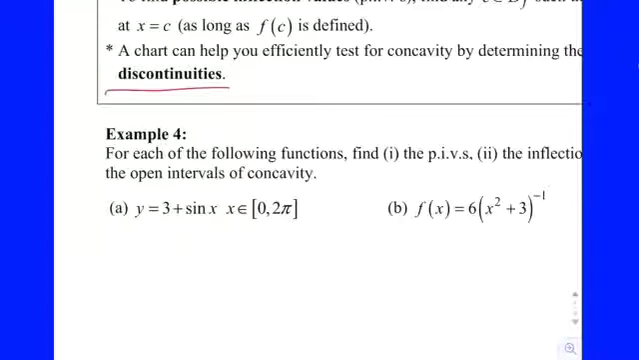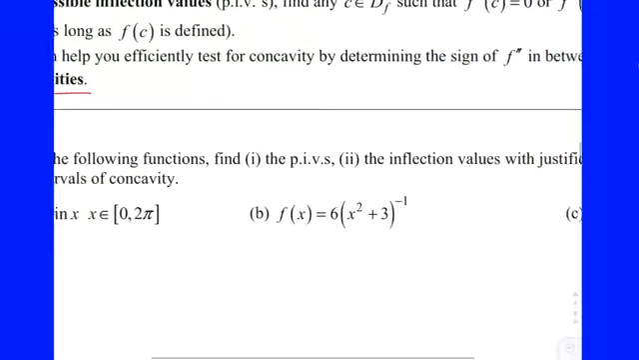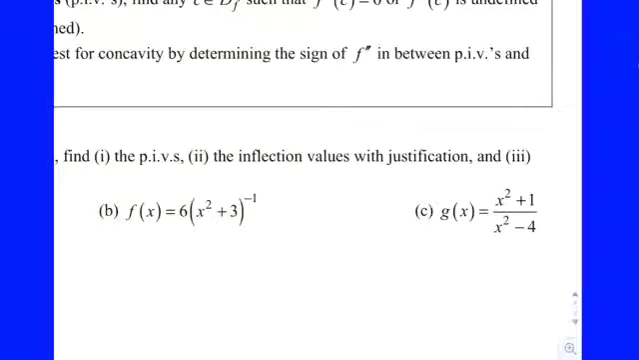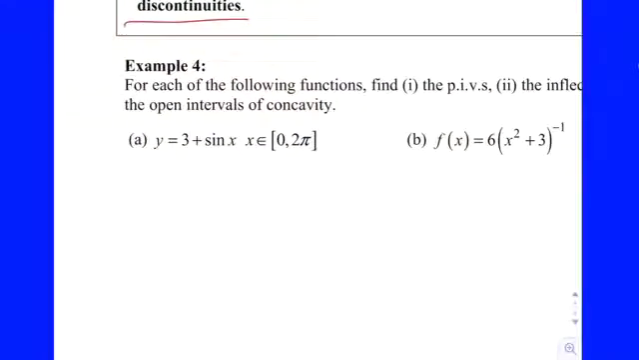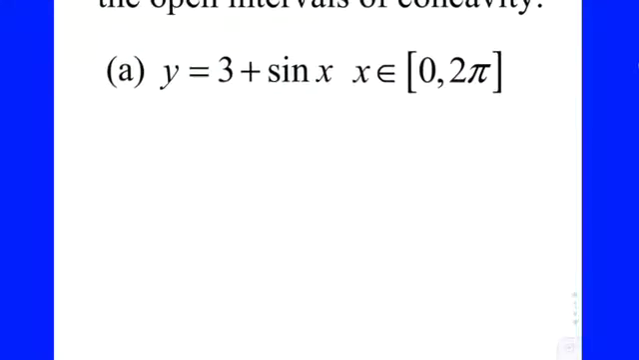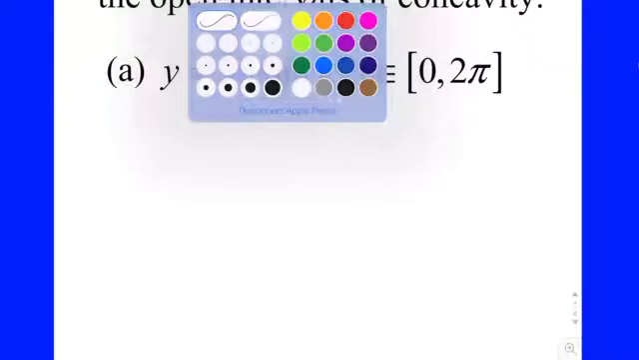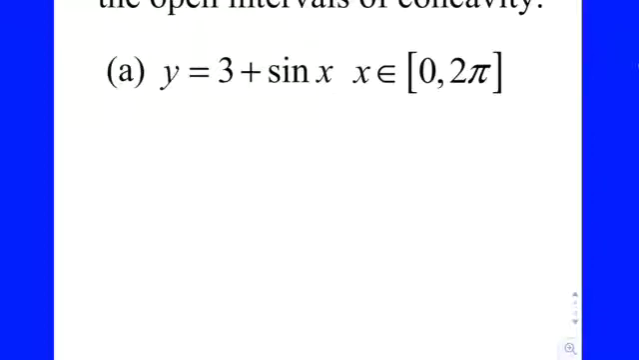Okay, let's try it out. See if we can get one in before lunch. For each of the following functions, find the PIVs, then the inflection values with justification, and then determine the open intervals of concavity. All right, so 3 plus sine of x from 0 to 2 pi. We could probably sketch this one really quickly and answer all the questions without doing a lick of calculus. But let's not. Let's do the calculus, and then we'll compare it to what we know after the fact.